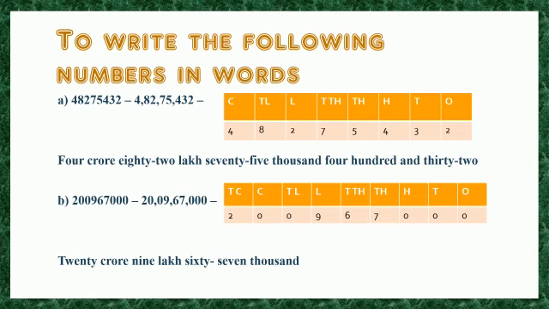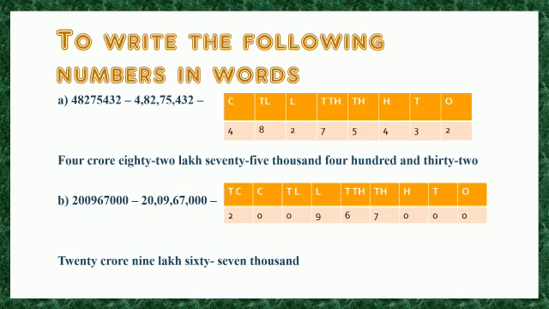To write the following numbers in words, first put the commas period-wise and also write the place values on the top of each digit. Hence, you can read the number 4,82,75,432.